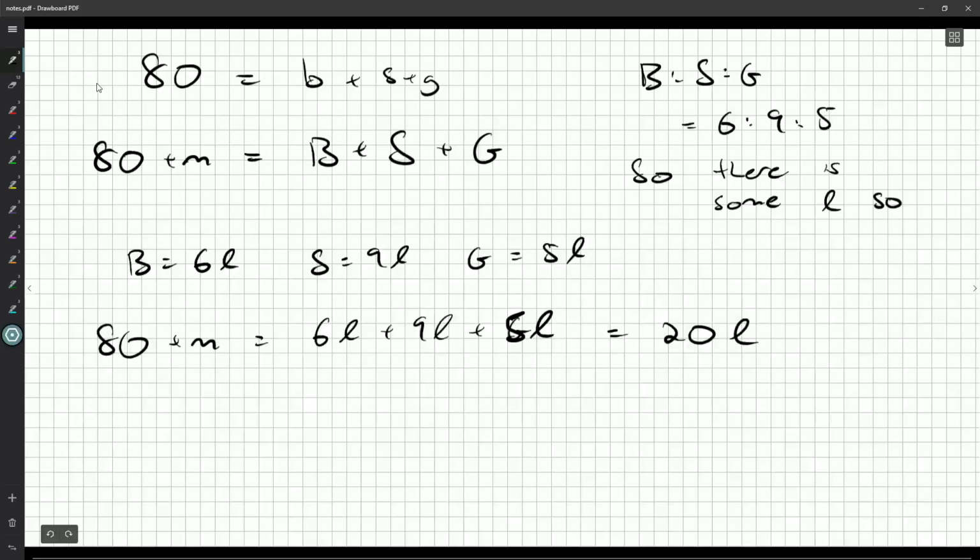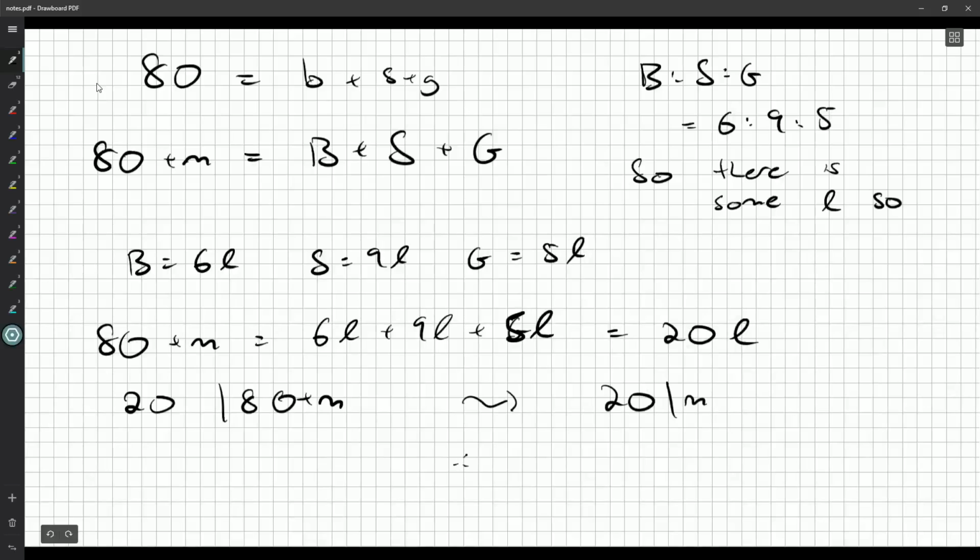Okay, so 20 divides 80 plus M. Well, 20 divides 80, so 20 must divide M. Now, this doesn't guarantee that the minimum value of M should be 20. We would have to actually work this out and double check, but this should be the answer. So M is at least 20, maybe more, but a quick check.